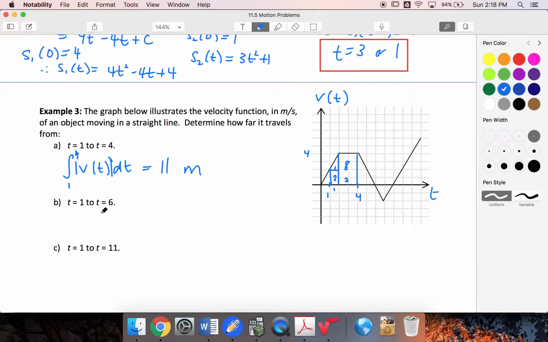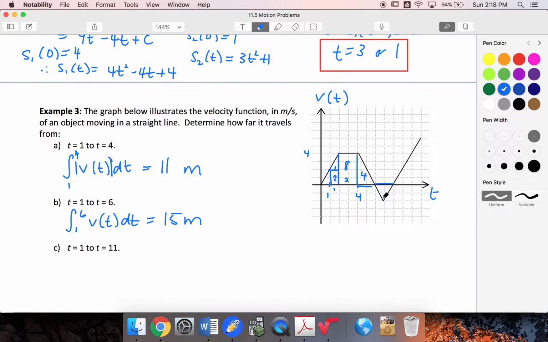All right. How far does it travel from 1 to 6? Well, 1 to 6 is going to be, now I'm going to add in this area here. So half of 4 times 2 is 4. So my integral from 1 to 6, again, it's all positive, so I'm going to add in another 4. I'll get 15 meters.